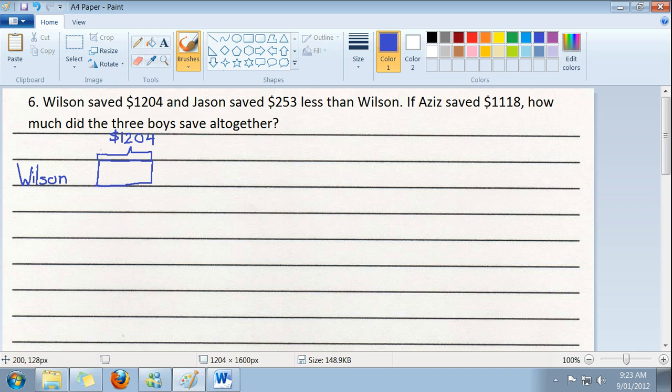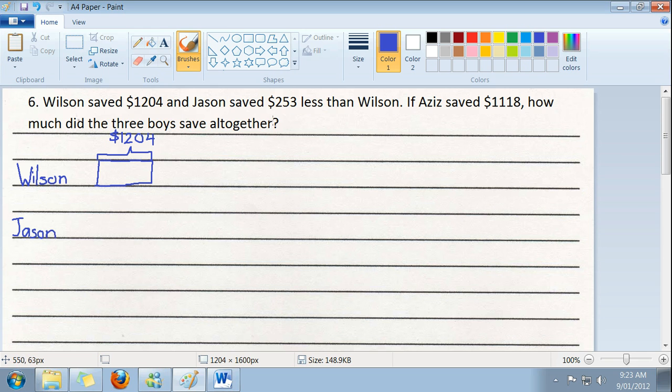You might notice sometimes I label my bars at the top and the bottom. The reason why I alternate, in other words, I label it from the top and then the bottom, is just because it makes it easier for me to see, and also so it doesn't squish up my working out. Jason.